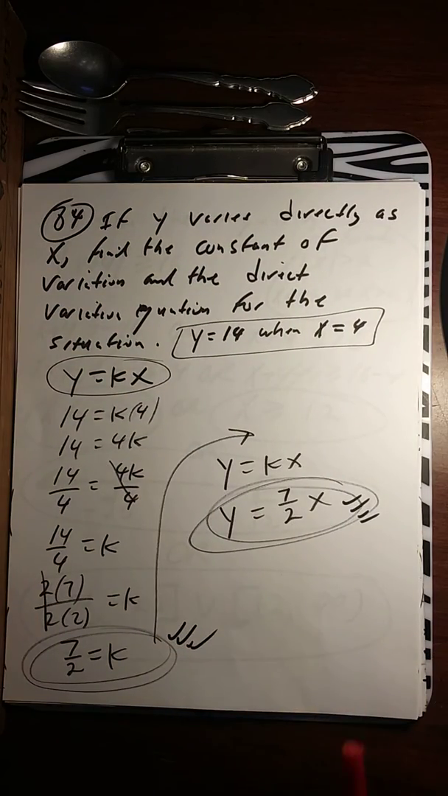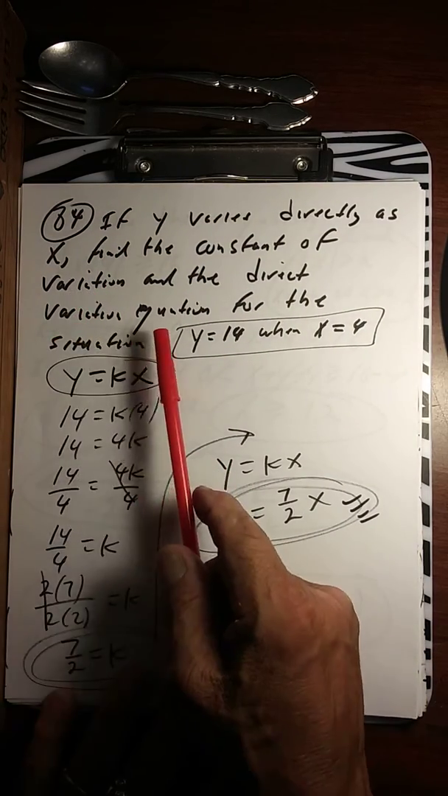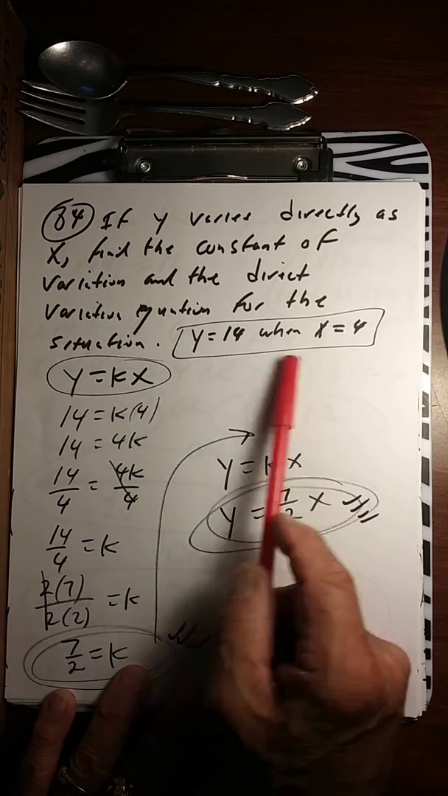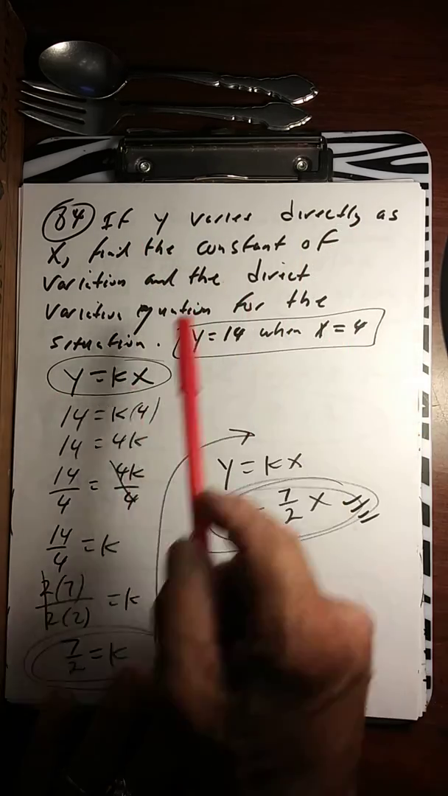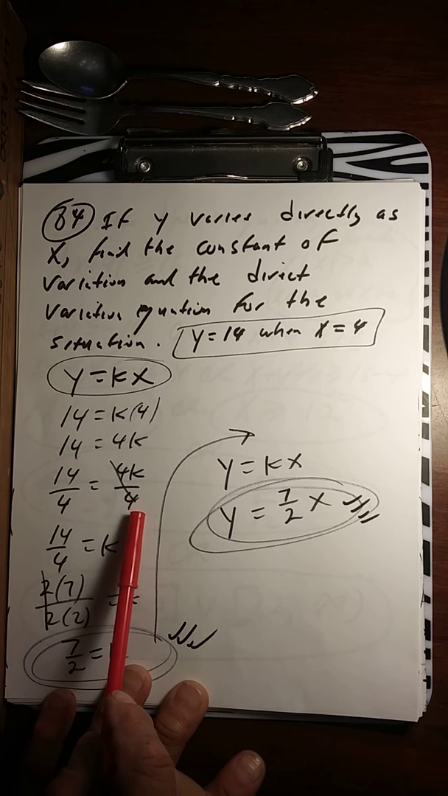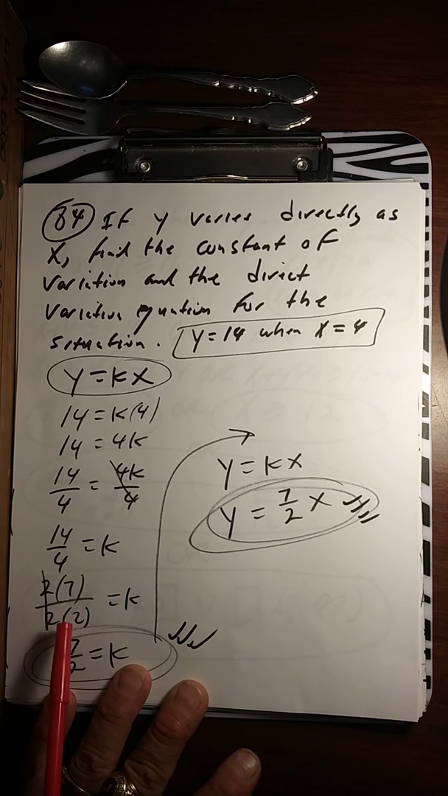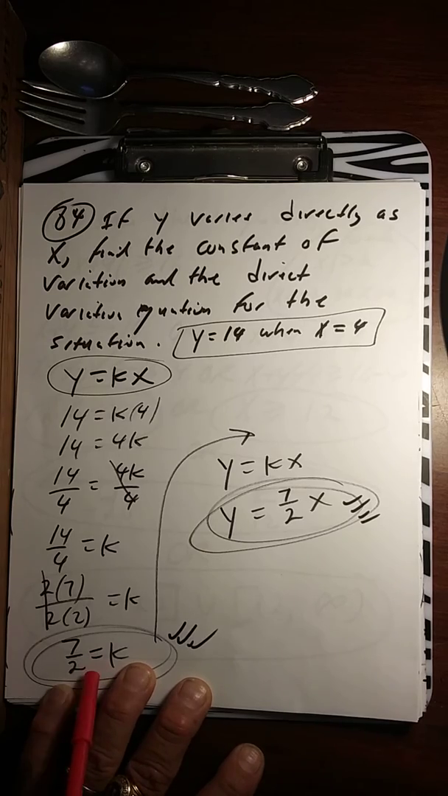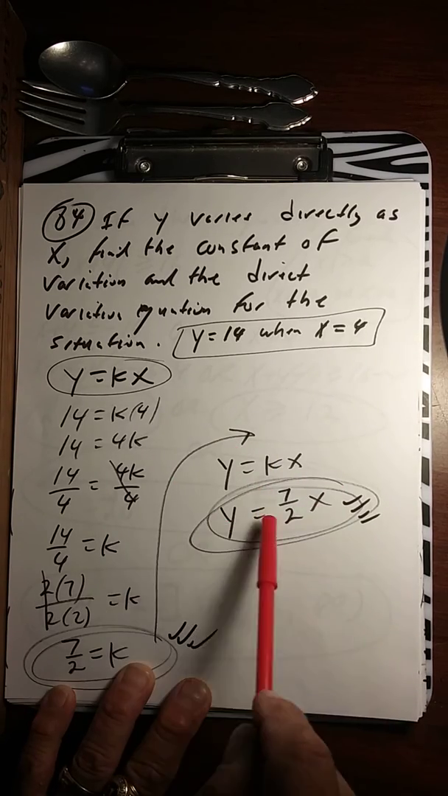Y varies directly as x. Find the constant of variation and the direct variation equation for the situation. There are the numbers. Y equals kx from this. Put the numbers in. Divide by 4 on both sides. So this is going to be 2 times that, 2 times that. 7 over 2 is k. Put it back in the formula, so y equals 7 over 2x.